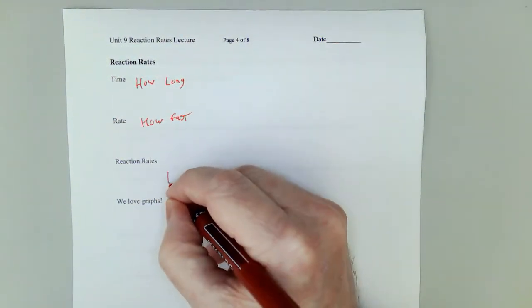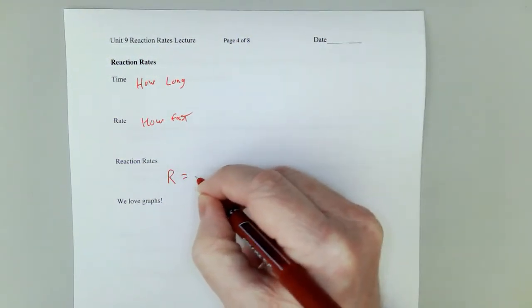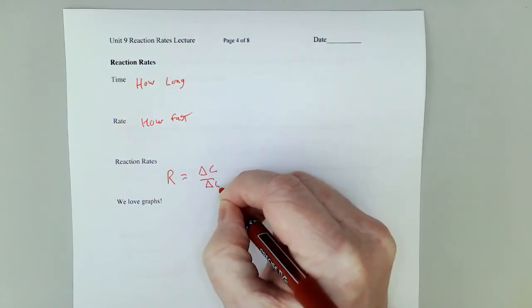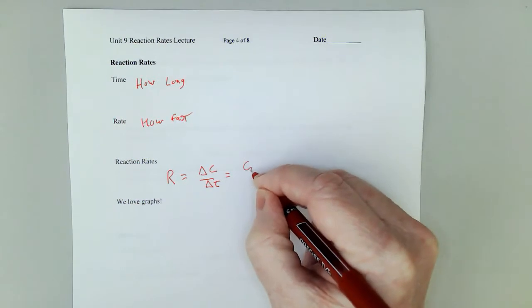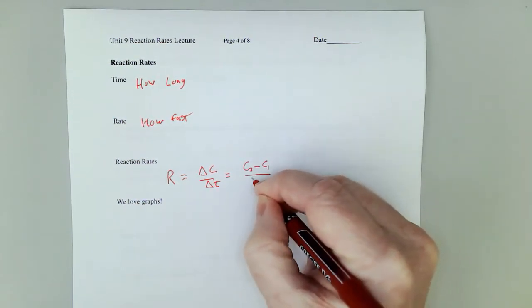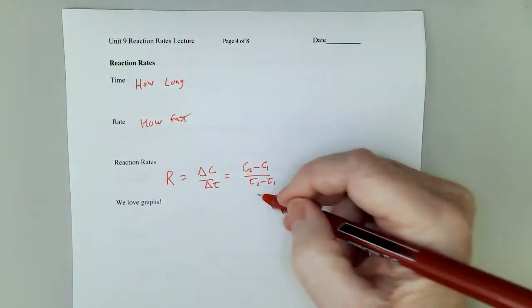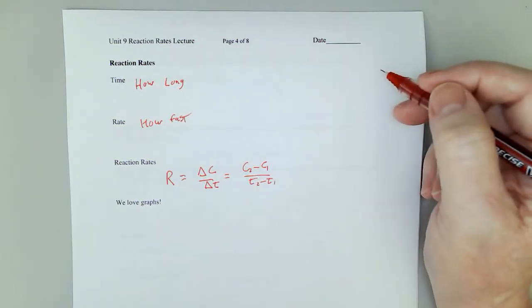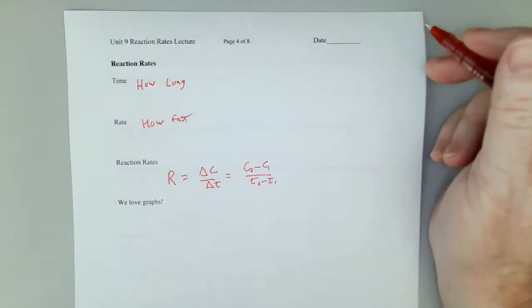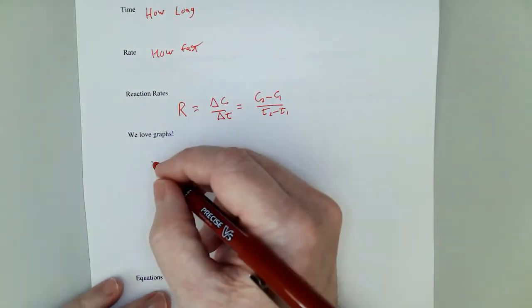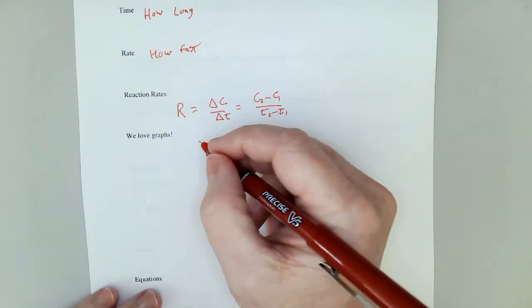So a reaction rate, R, is equal to the change in concentration over the change in time, which is C2 minus C1 over T2 minus T1. And remember, I'm trying to use these scripty little t's for time and a capital T for temperature. So I'm going to draw a graph that represents an interesting reaction.